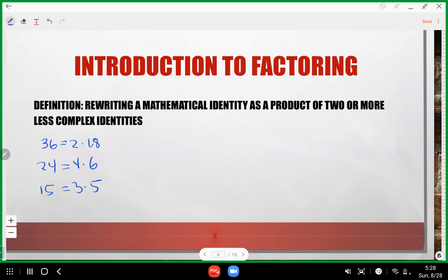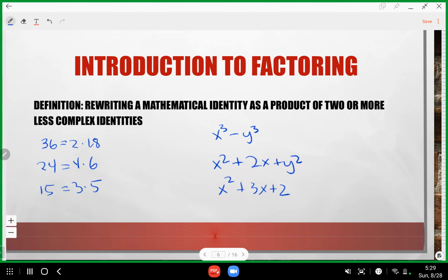How do you factor something like x squared plus 2xy plus y squared? How do you factor something like x squared plus 3x plus 2? So we're getting into more complex stuff with algebra. We're getting into variables, x, all types of exponents.